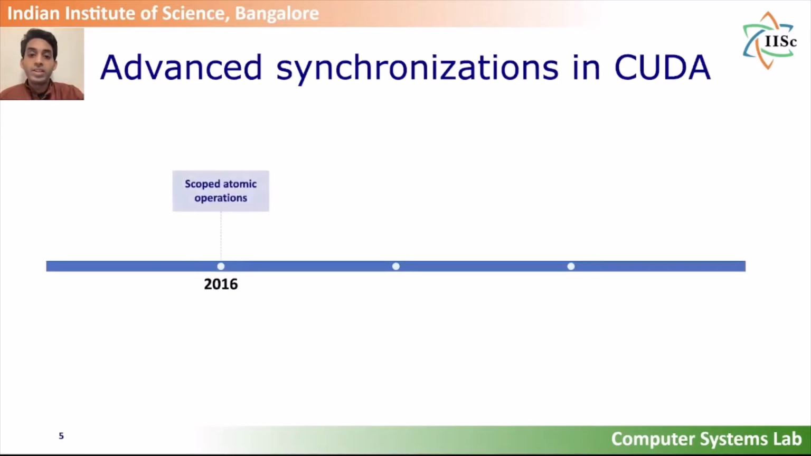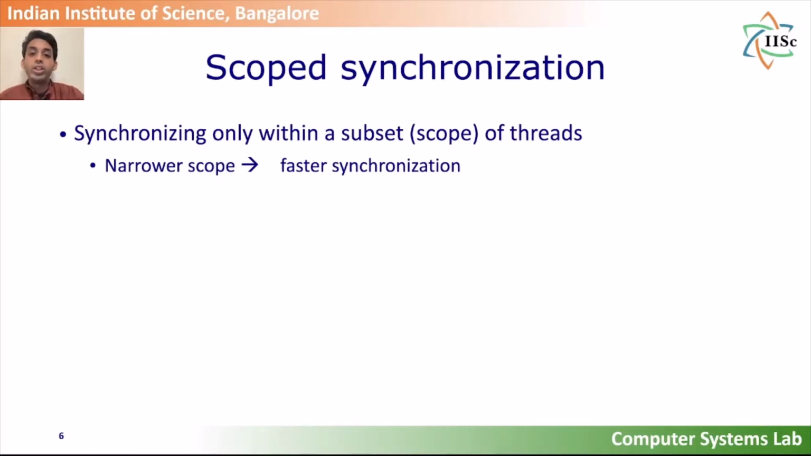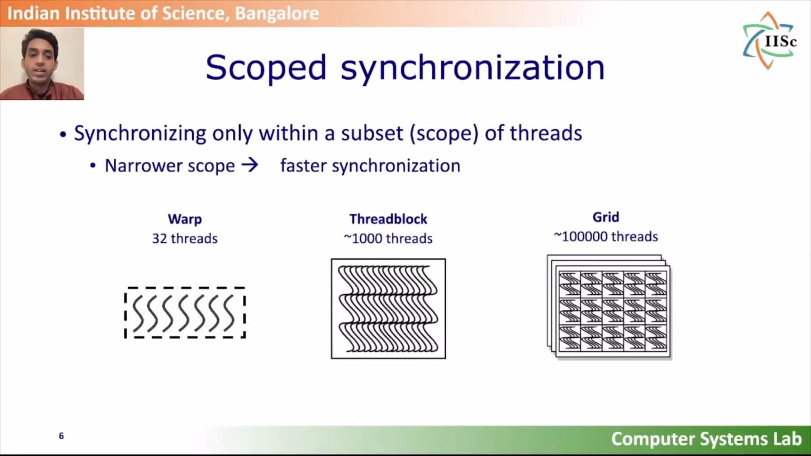The first advancement in synchronization is scoped operations. A scope qualifier, when used with a synchronization operation, specifies a subset of threads for which the synchronization is guaranteed. A warp is the smallest unit of scheduling, consisting of 32 threads executing in SIMT fashion. Many warps make up a thread block, which is a group of threads guaranteed to execute within the same multiprocessor, while many thread blocks make up a grid, which are the threads executing a common GPU kernel. Different scopes can be used to synchronize within these groups of threads.